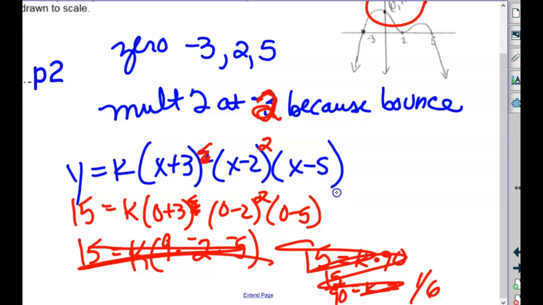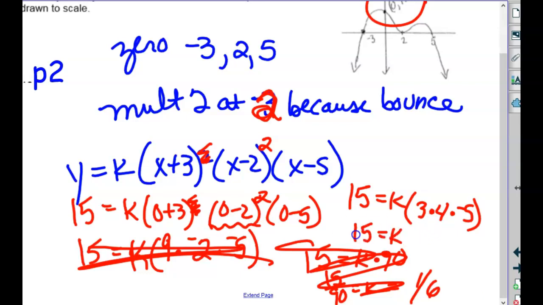All right, so it's 15 equals k times 3 times 4 times -5, because this was the one that was squared. So I get 15 equals k times negative 60. 15 over negative 60 is negative 1/4. So the answer, when I go back here, is negative 1/4 x plus 3 not squared times x minus 2 squared times x minus 5, which would make both ends go down. That makes more sense.